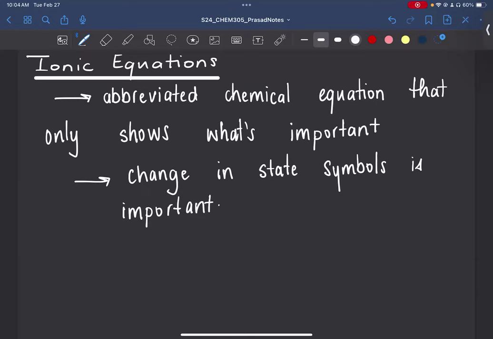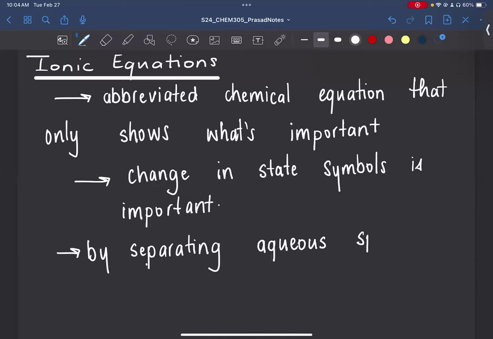Ionic equations are written by separating charged species, aqueous species, into individual ions.